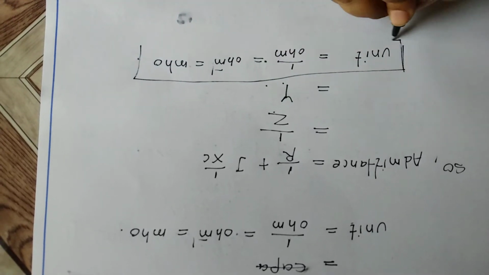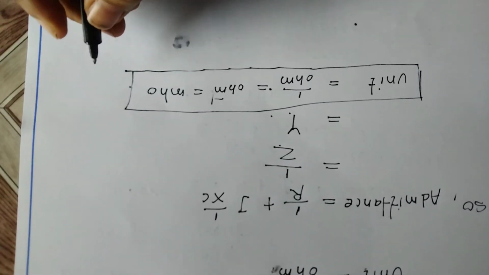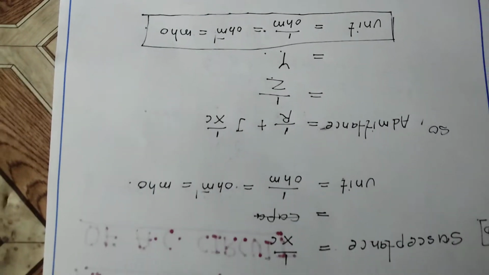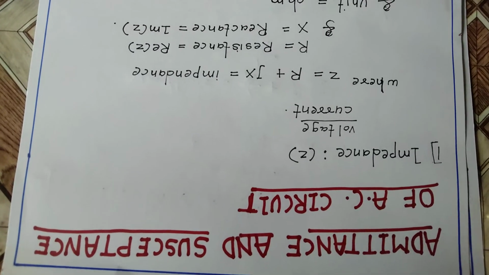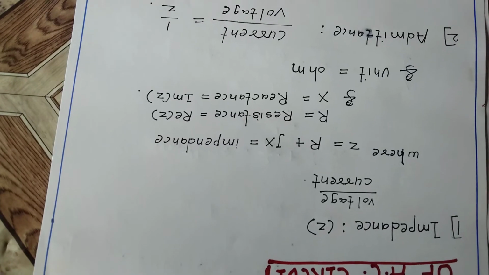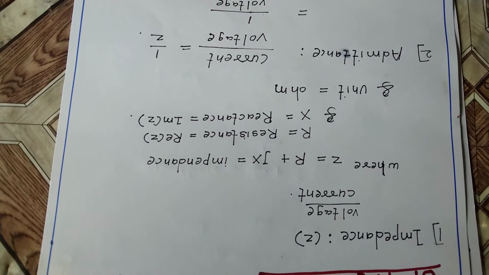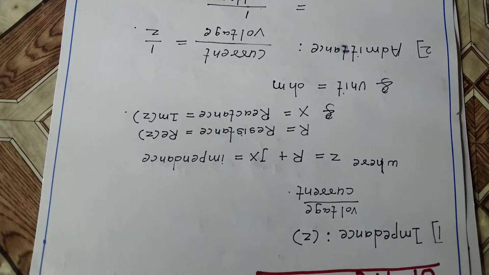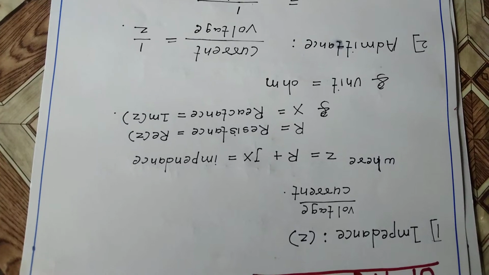Let us see. First we see the impedance. Impedance is voltage divided by current, which means Z, and admittance is the reciprocal of Z. Admittance means conductance plus susceptance, and conductance is 1 by R, the reciprocal of R.